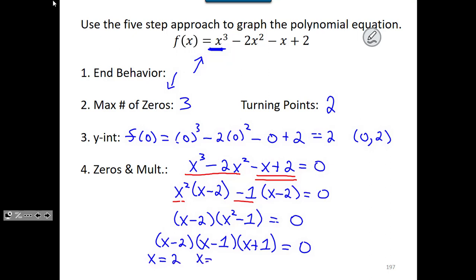X minus 1 equal to 0 tells me x is equal to positive 1. X plus 1 equal to 0 tells me x equals negative 1. We've talked about zeros and factors in previous videos and such. So those are my 3 zeros. They all have a multiplicity of 1.